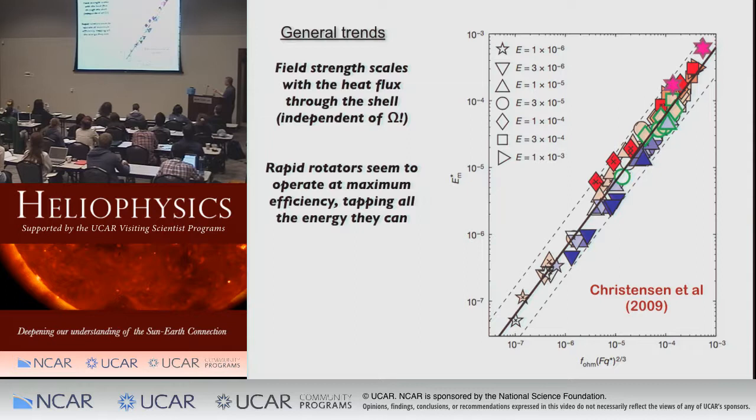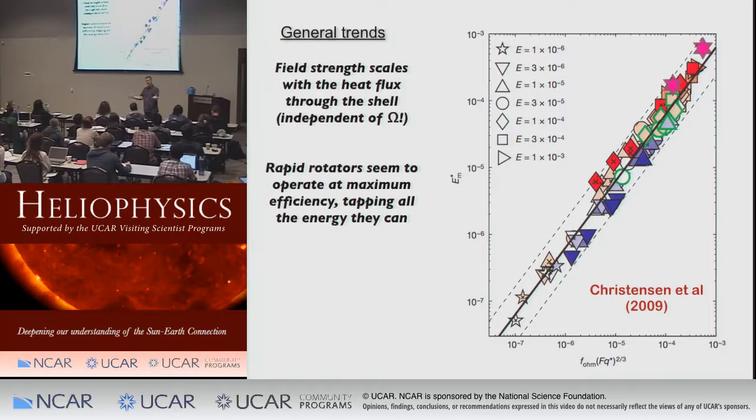So this axis is a non-dimensional magnetic energy in numerical dynamo simulations. And the main thing on this axis is Q, so it goes as heat flux to the 2/3 power. These are simulations with a range of different Ekman numbers, and they all seem to fall on this line. So these rapidly rotating dynamos seem to be operating at maximum efficiency. The magnetic field strength is really dependent on the heat flux through the system. So the bigger the heat flux, the more energy they can tap, and the stronger the fields will be.